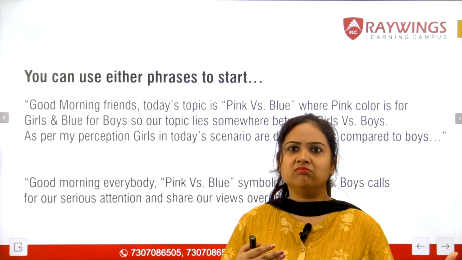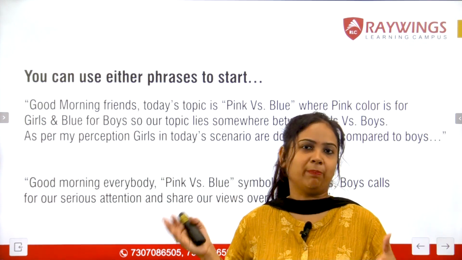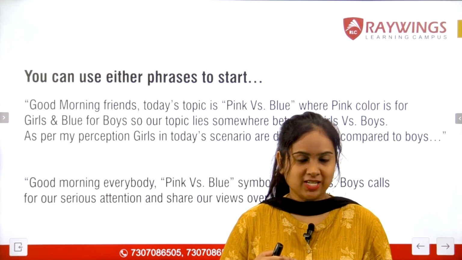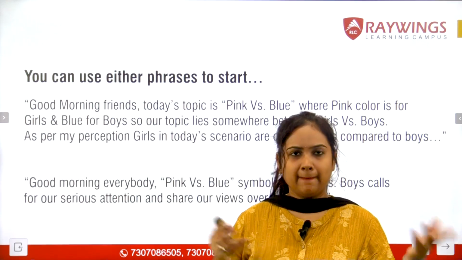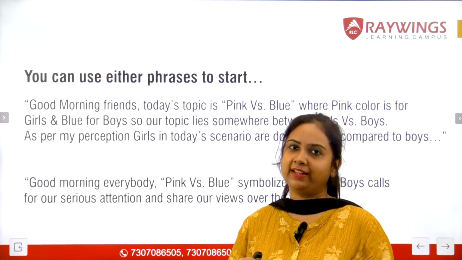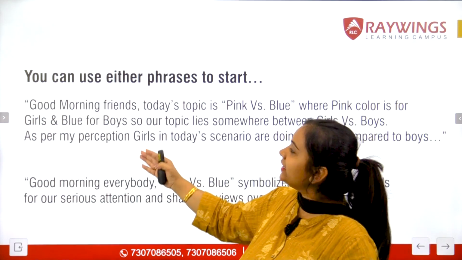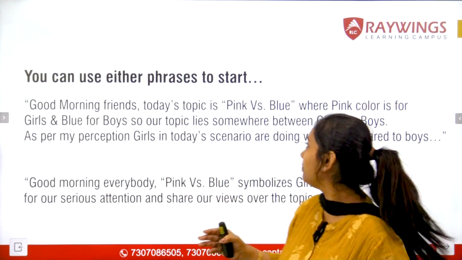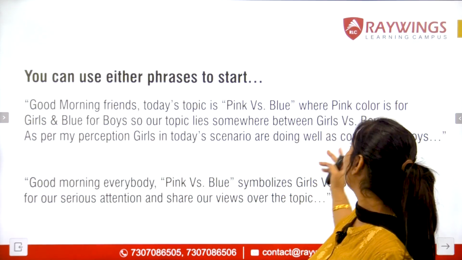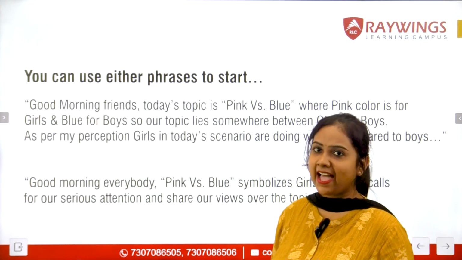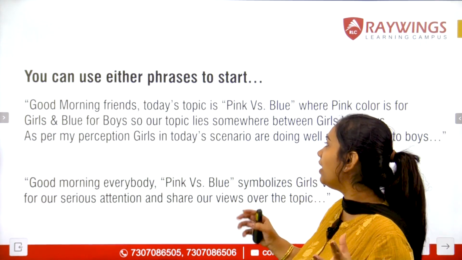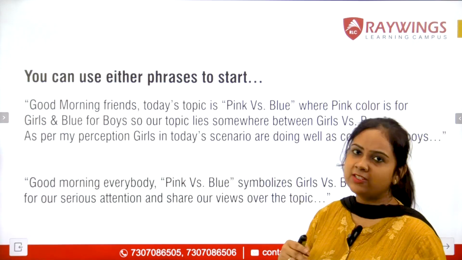So let's imagine that the topic which is given for your group discussion is an abstract topic, pink versus blue. So how to start in that case? So you can say, good morning, friends. Today's topic is pink versus blue, where pink color is for girls and blue for boys. So our topic lies somewhere between girls versus boys.